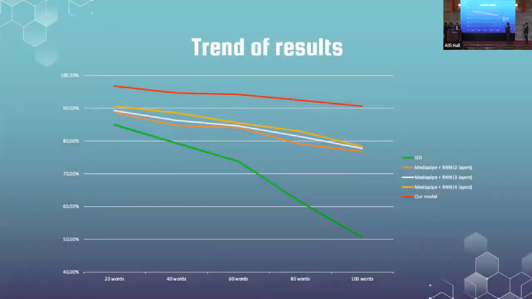To have a better sense of our results and how they compare to other models, this is a graph showing the trend of how each one of the 5 models performed as we increase the number of words. Even though all of them are decreasing in some way, our model on the top is decreasing with a very low gradient compared to the other models. This shows that our model is somewhat scalable if we increase the number of words in the future.